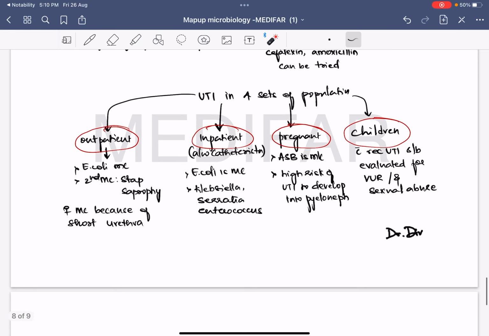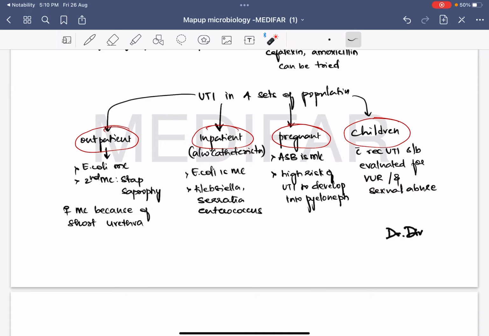Then coming to pregnant females. Pregnant females most commonly present with asymptomatic bacteriuria, and there is a higher risk of this asymptomatic bacteriuria developing into pyelonephritis. So we consider treating asymptomatic bacteriuria also in case of pregnant women. And in children, if they are presenting with recurrent UTI, they should be evaluated for vesicoureteral reflux or sexual abuse.